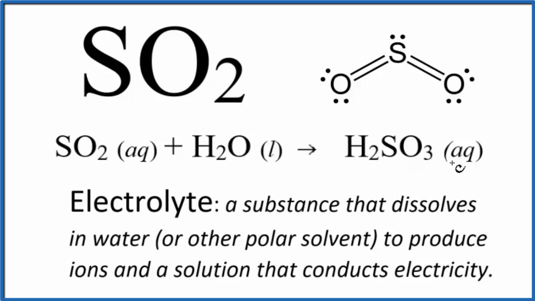So even though it's aqueous, even though our weak acid is dissolved, because it's a weak acid, it'll only dissociate partially into its ions. So we would consider this sulfurous acid to be a weak electrolyte. It'd be an electrolyte because some of it would dissolve, but since it's a weak acid, we would say that it's a weak electrolyte.